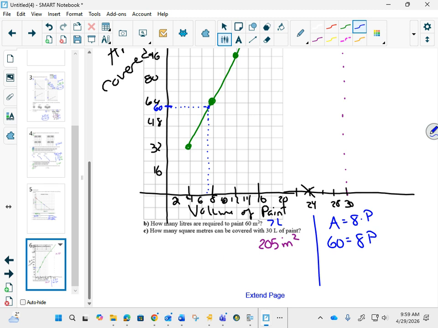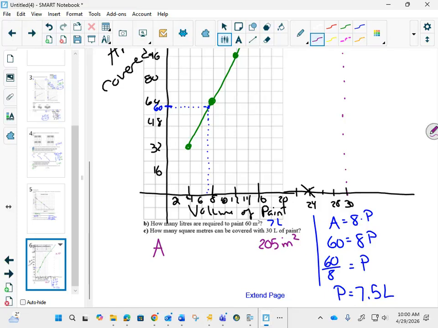You would divide by, the opposite of multiplying by 8, you would divide by 8. And if I go to my calculator and do 60 divided by 8, I would get 7.5 liters. How close are we? Not bad. We had 7. The actual answer, 7.5. Not bad. I'm kind of scared in the purple one we might be way off, but I'm curious.